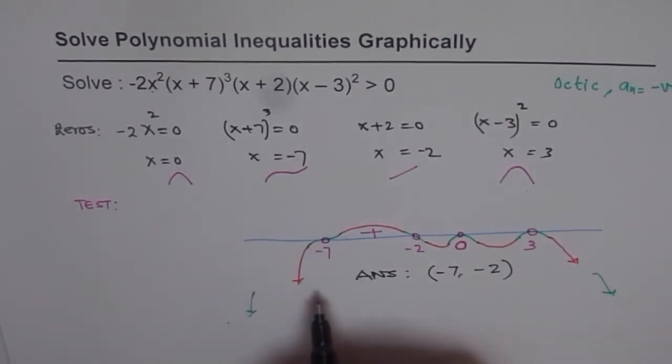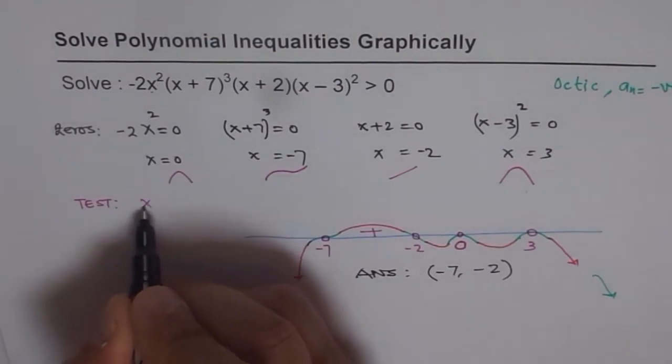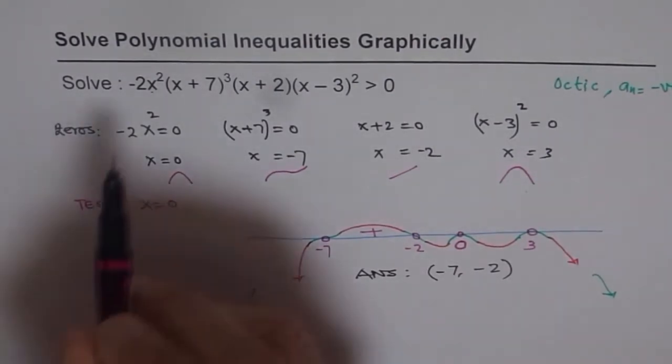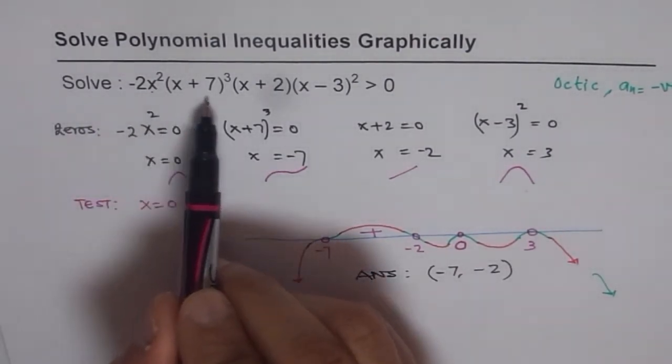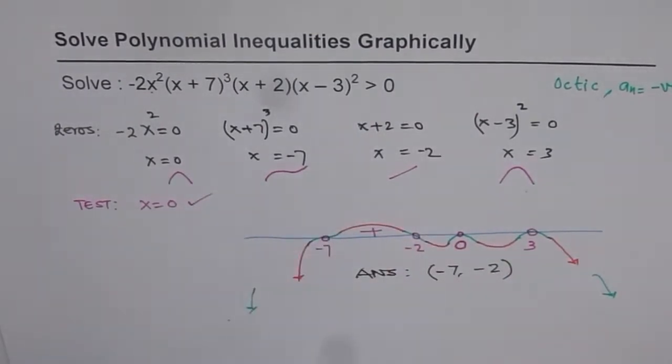So what we should do is, we say 0 is not part of the solution. Let me check that out, right? If I put 0 here, test with x equals, let us say, 0. Now if I'm putting 0 here, then everything becomes 0, right? So 0 is not greater than 0. So this test is passed.